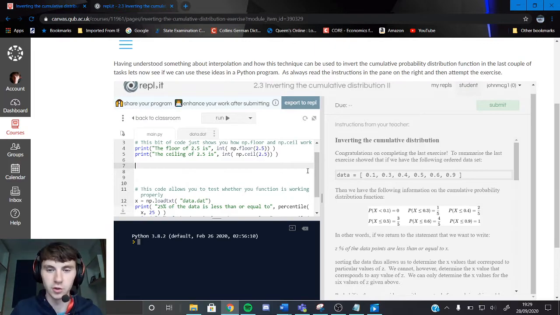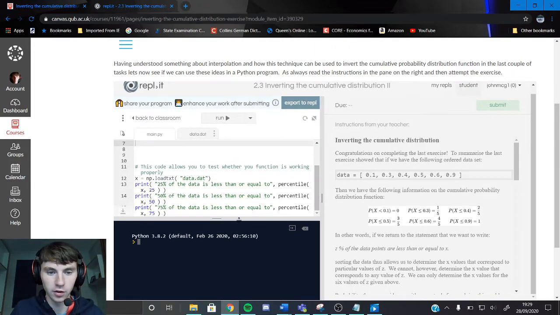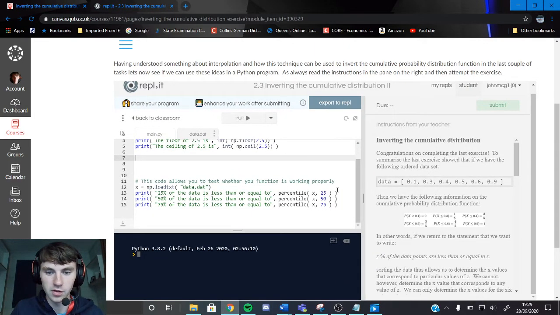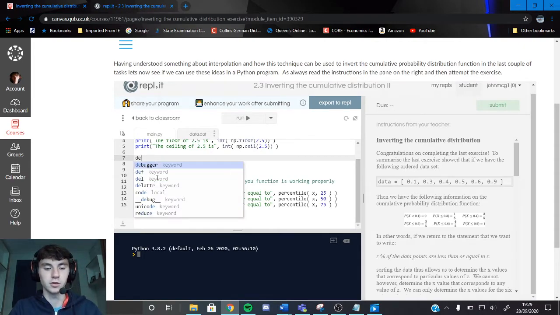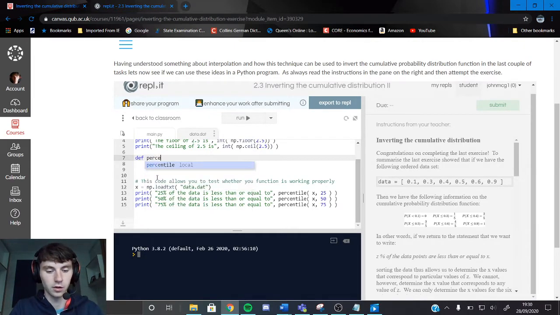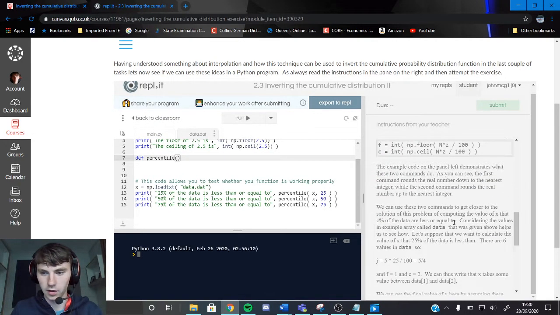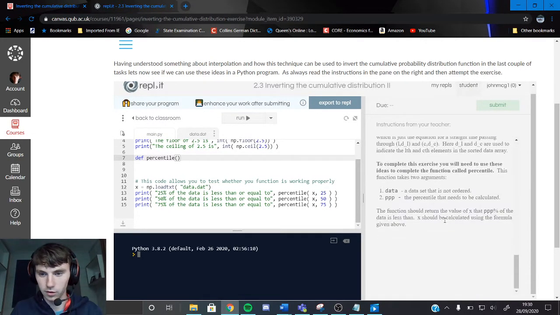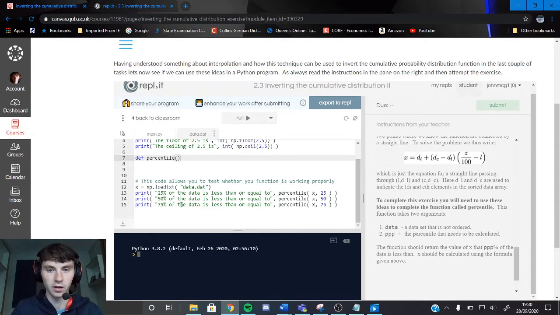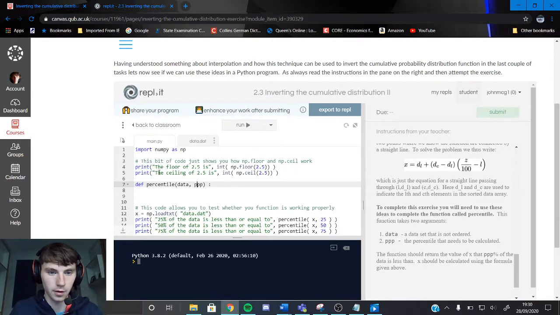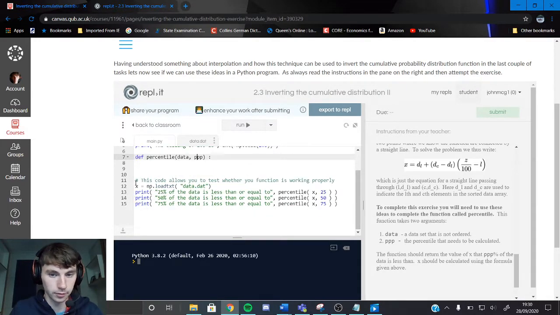So we're going to have to make a function that figures out how that works. He's named it percentile, so let's define that first. So define percentile. And then I think he gave us something that we wanted to use, PPP, in data. So we'll take those two arguments. The data is always going to be x, which is defined down here.